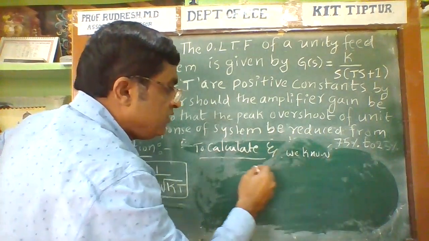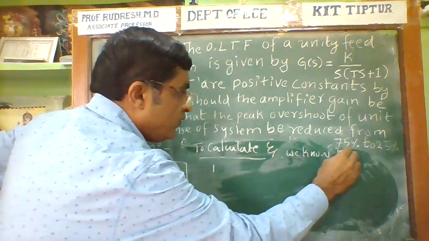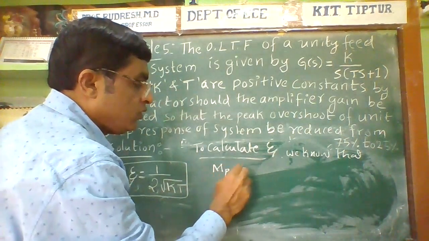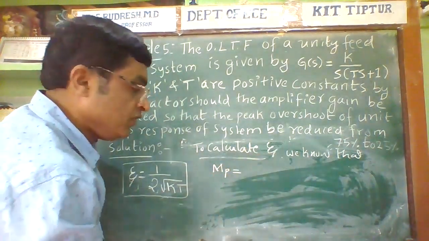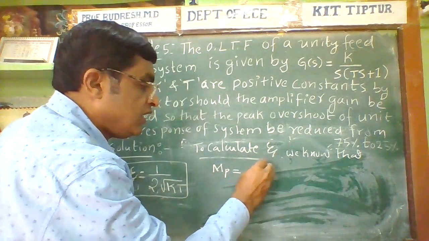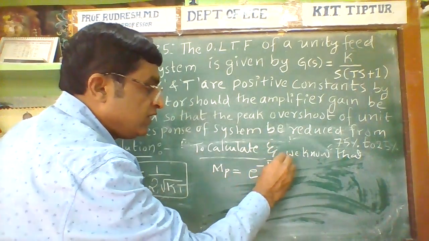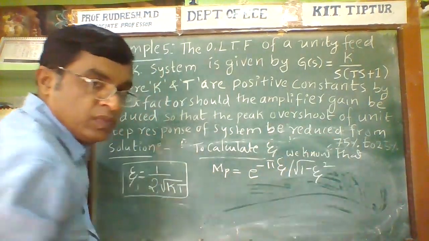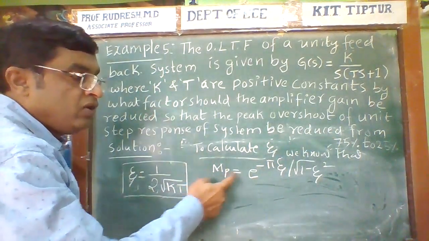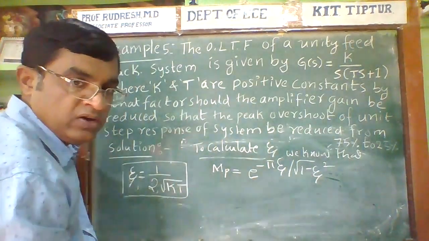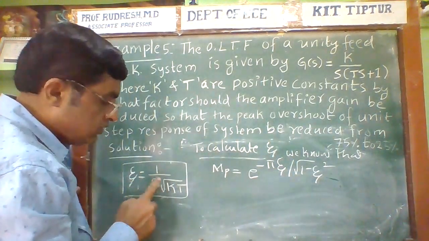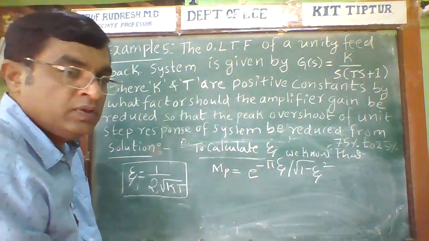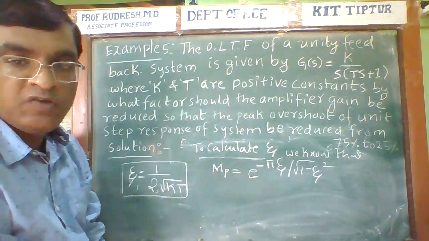We know that MP, the maximum peak overshoot, is equal to, by the standard relation, e power minus pi into zeta divided by square root of 1 minus zeta square. If I know the MP value, we can easily calculate zeta's value. Then if you substitute here, we can calculate K in terms of T. That is the gain of the amplifier.